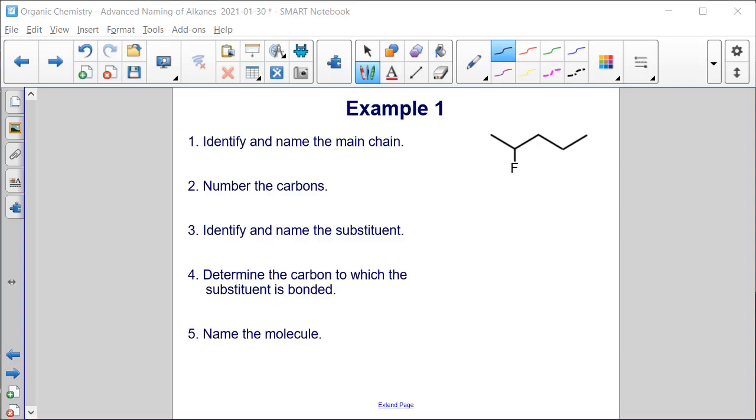All right, so here's example 1. Identify and name the main chain. So the main chain is pretty straightforward here because we've just got one chain of carbons. It's just this right here. 1, 2, 3, 4, 5, which we know is pentane.